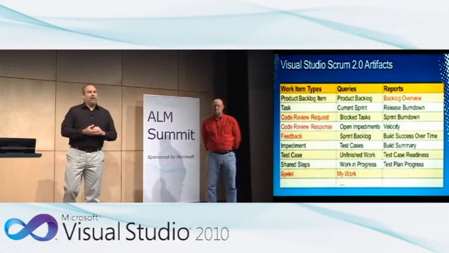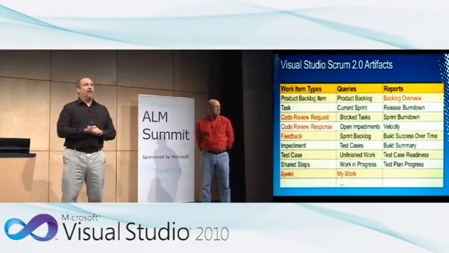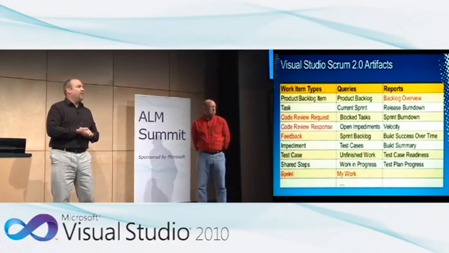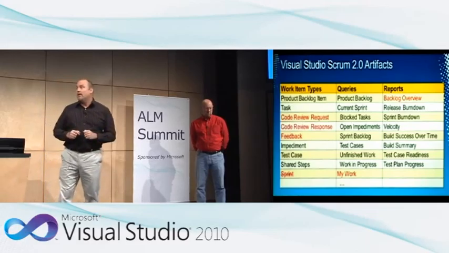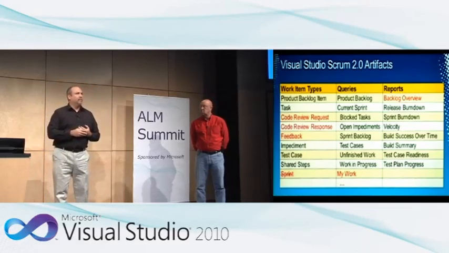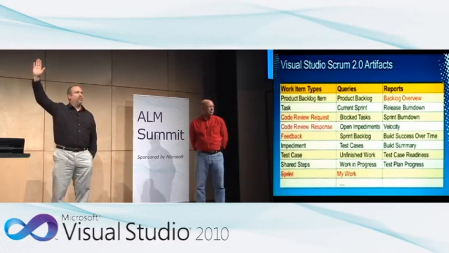I put up a grid here of kind of what is in the Visual Studio Scrum 2 template, at least what I've seen publicly on the preview. And I made some items in red and some crossed out items in red as to what's different from the V1. So how many of you have looked at or played with or are using Visual Studio Scrum 1.0 template? Okay, about a third of the room.